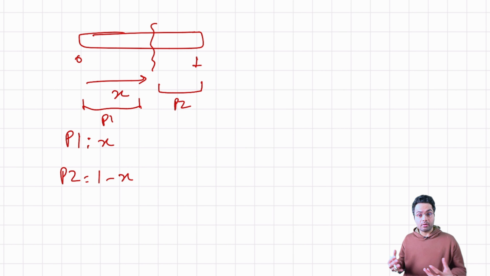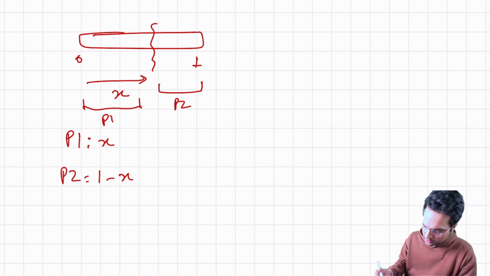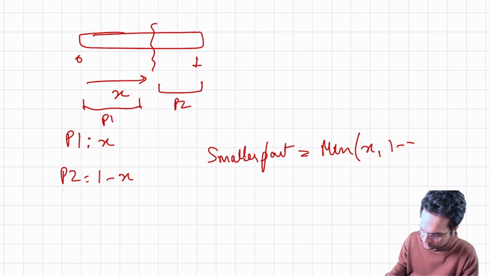All right, so now I have to figure out the expected length of the smaller part, but I don't know the smaller part. So use the structure and try to see if you can come up with a way in which you can use expectation now. Okay, I hope you were able to work this out, but if you didn't, that's okay. Let's first figure out what the smaller part is. The smaller part is the minimum of x and 1 minus x, right?